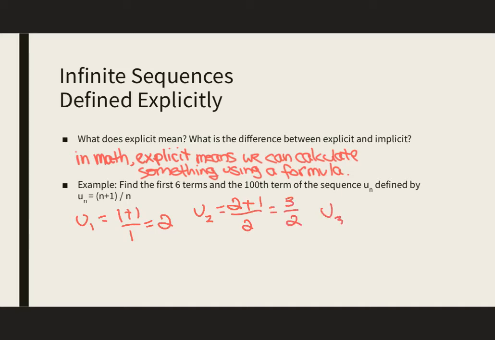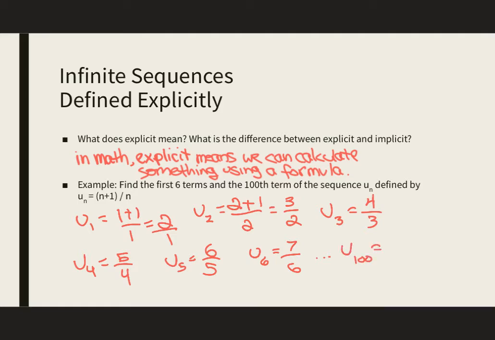And then I'm not going to write it for the third term. I'm just going to do it in my head. So 3 plus 1 is 4 over 3. And then the fourth term, I could start to see a pattern now. This is 2 over 1, 3 over 2, 4 over 3, 5 over 4. And then u sub 5 is 6 over 5, 7 over 6. So therefore, u sub 100 is equal to 101 over 100. And those are the first 6 terms and the 100th term.